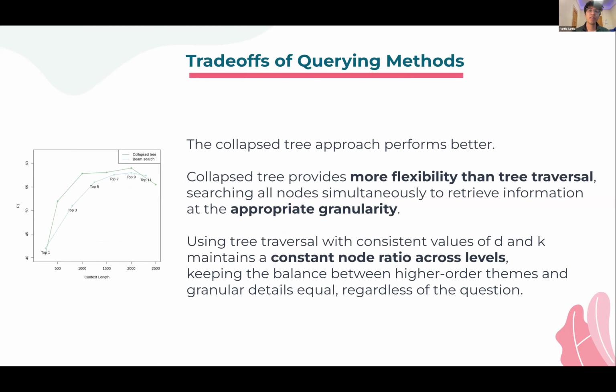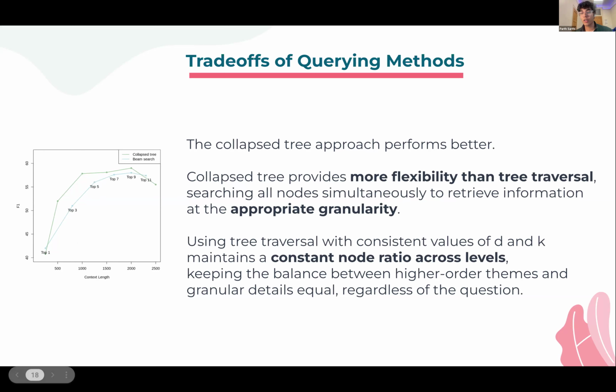In our experiments, the collapsed tree approach performs better. You can look over here. The green curve is the collapsed tree approach, whereas this one is the tree traversal approach. The reason for this is that collapsed tree naturally provides more flexibility, since you're searching across all nodes simultaneously. So if it's a thematic question, you might retrieve nodes that are towards the top level, versus if it's a more granular question, you can retrieve nodes at the leaf level.